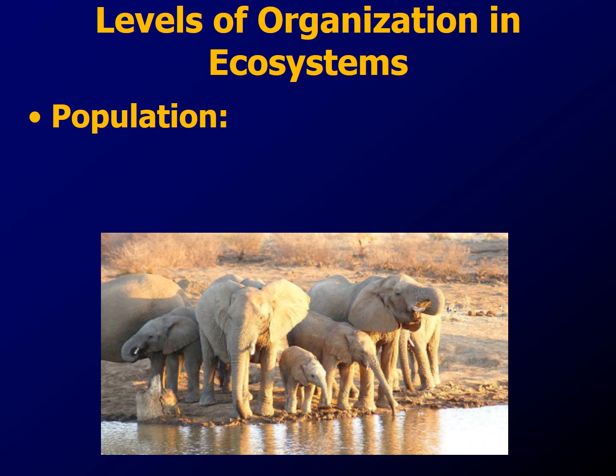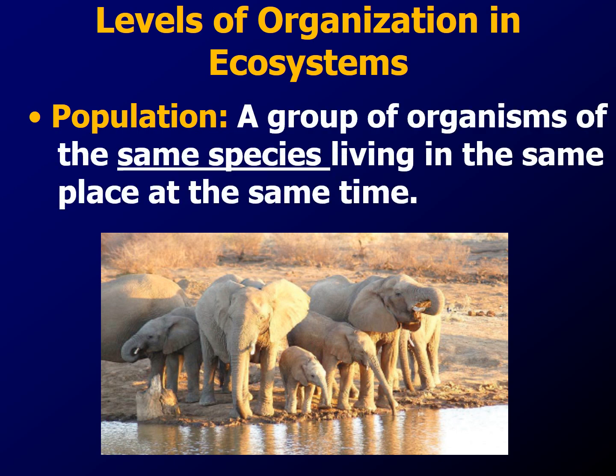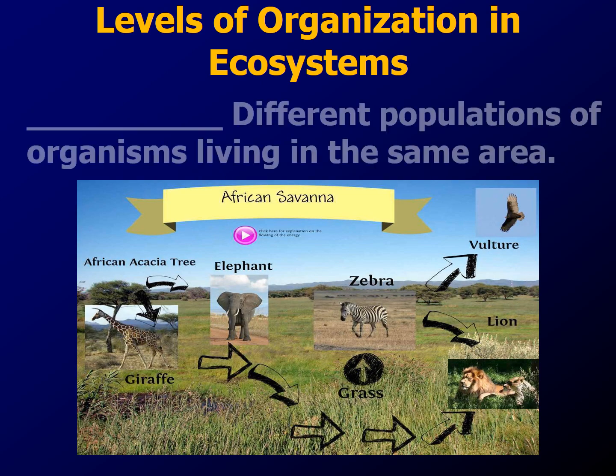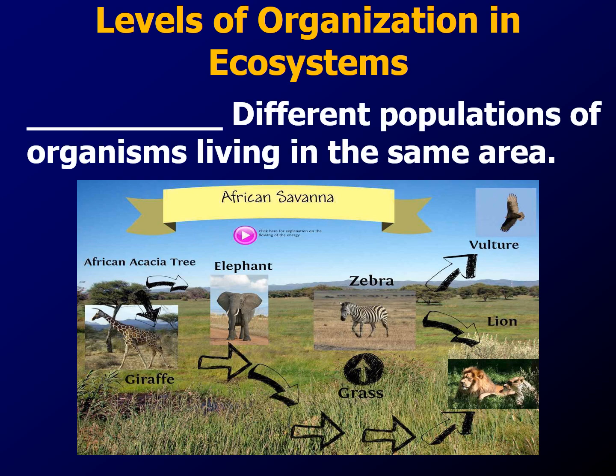A population is a group of organisms of the same species living in the same place at the same time, such as the elephants below. Different populations of organisms living in the same area are referred to as a community. As you'll see below, each of these organisms represents a population that typically makes up a community in the African savanna.